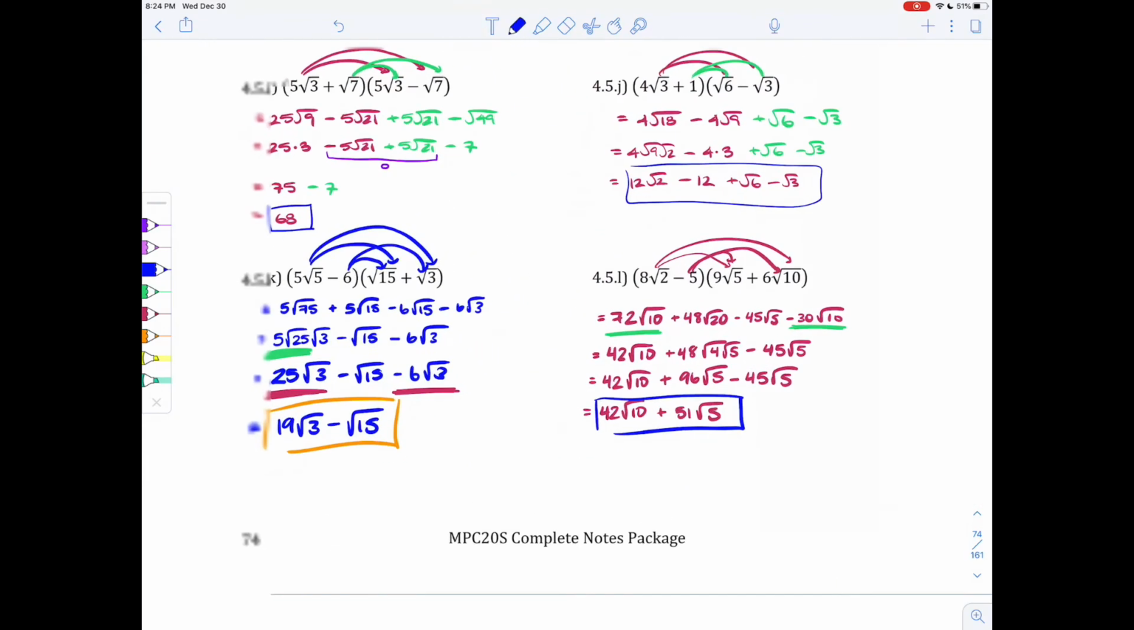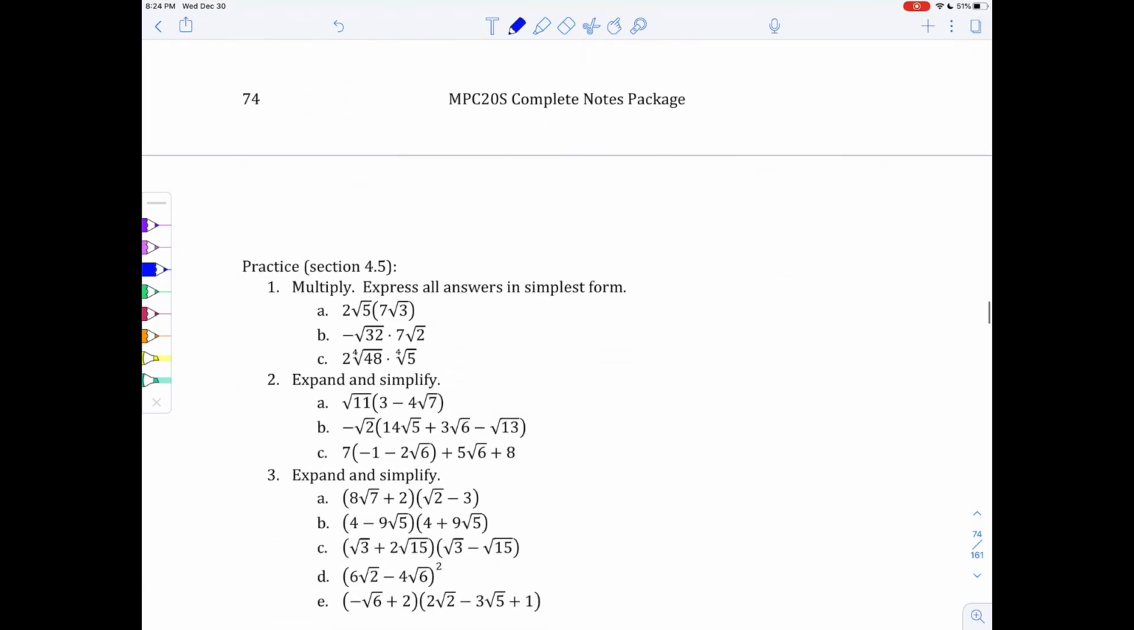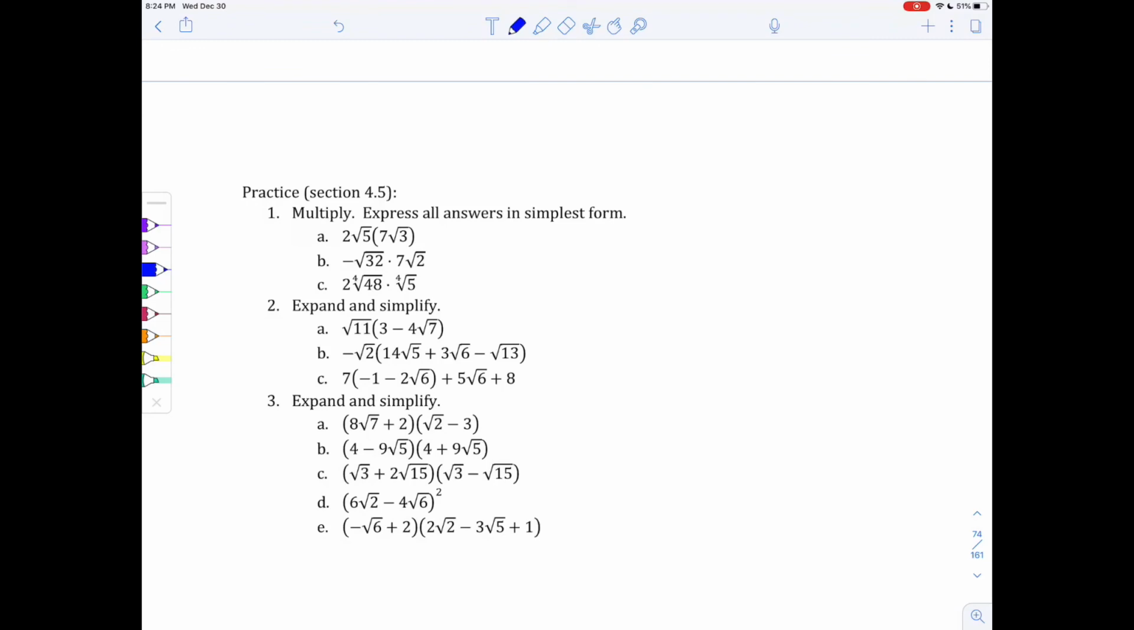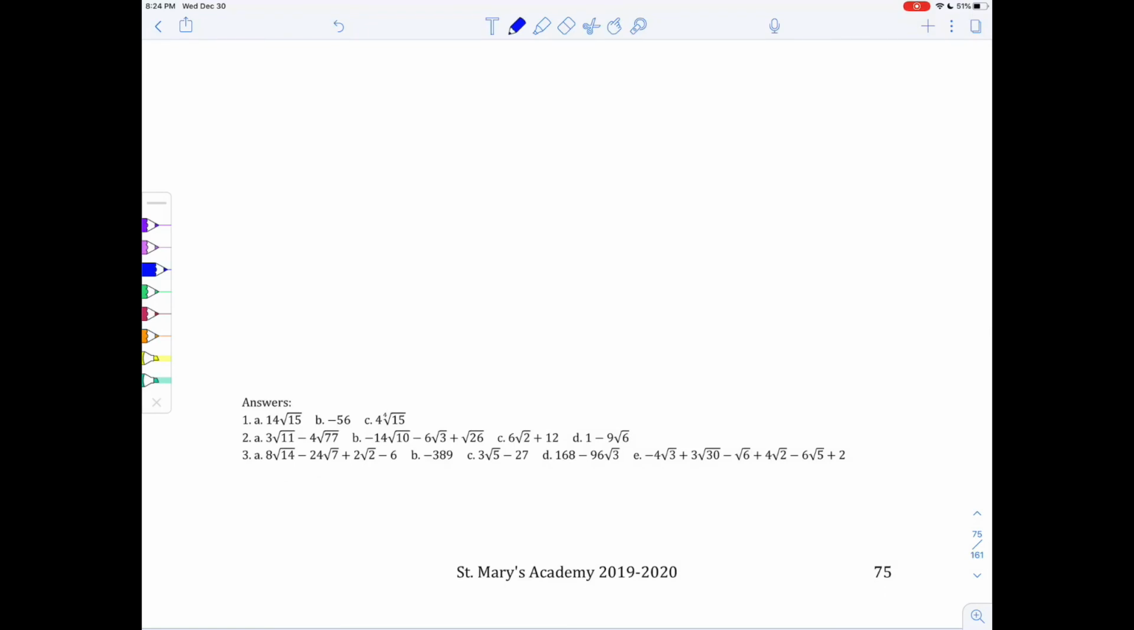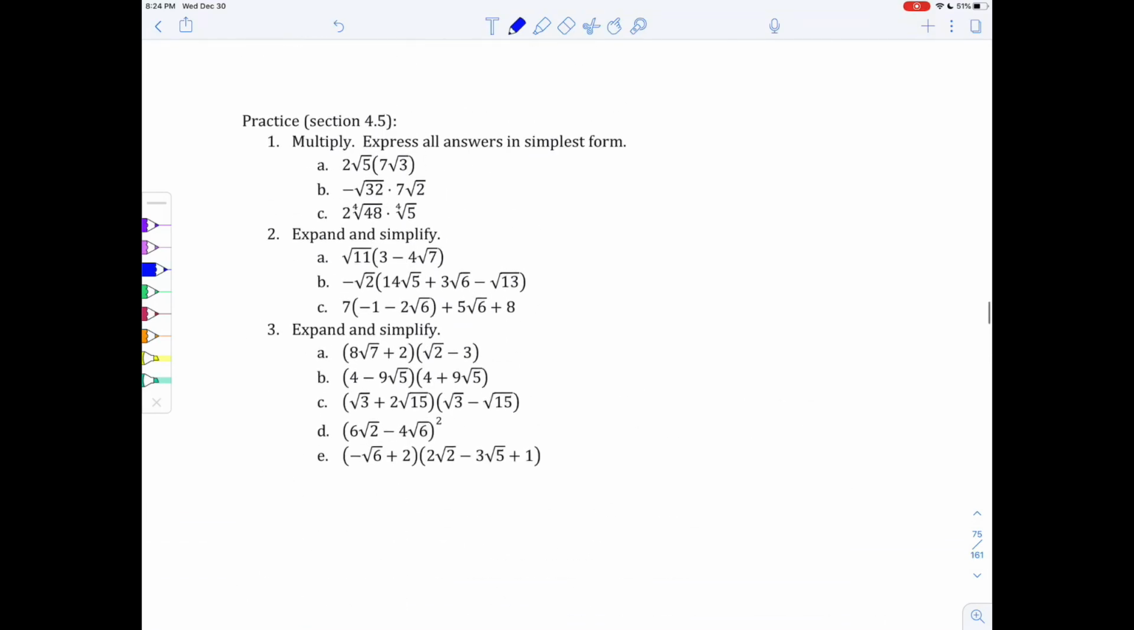Life's pretty good. Now, if you scroll or flip pages here, you'll notice that there's some practice work there. Yes, give that a try. There are some answers at the bottom, so you could also give those a look after you're done. But otherwise, that is it.